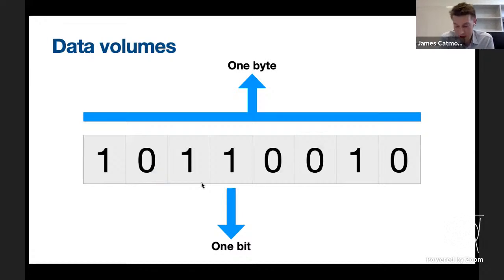So I now want to say for a few minutes something about data volumes. You may have heard terms about bytes and bits, so I'll tell you briefly what these are. One bit is simply a one or a zero. It's a signal in the processor, in these logic gates, that a switch should either be on or off. And if you put eight of these together, that makes a byte. And that is the basic unit of data storage, of data memory.